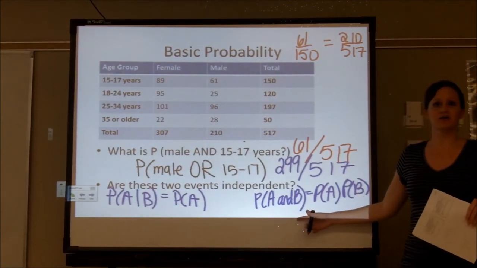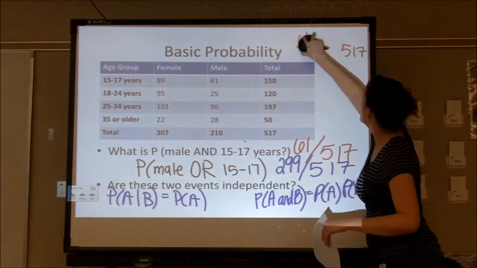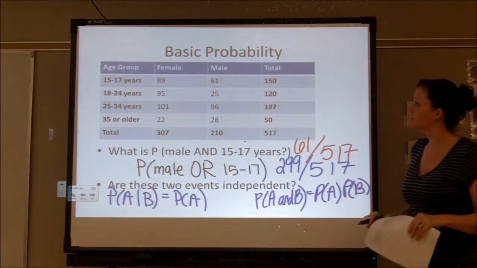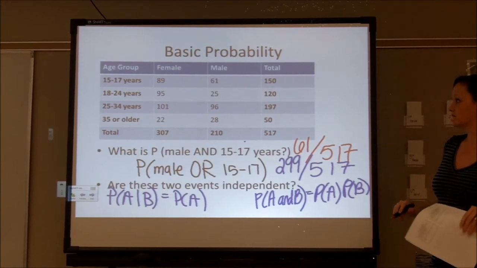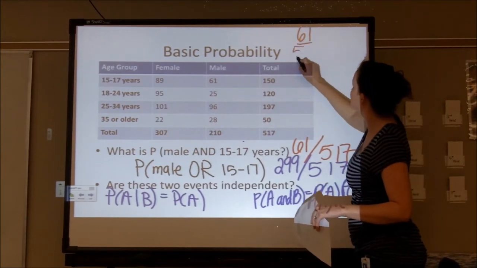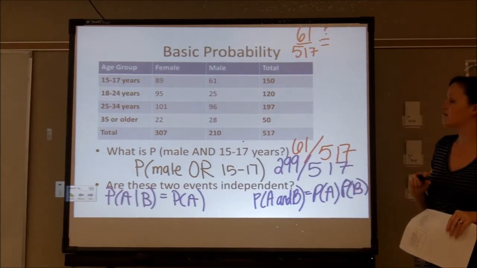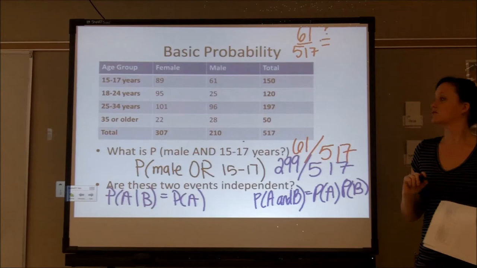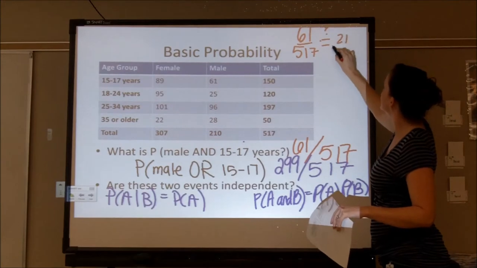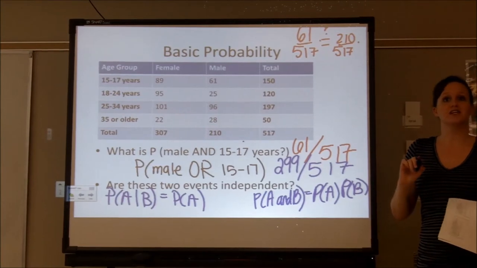Do you want to talk about how to do this one? Yes. A and B, probability of A, probability of B. So the probability of A and B, male and 15 to 17, what was that? I think it's on this slide. 61 over everybody, over 517. Does that equal the probability of male, not 61, 210 over 517, times 150 over 517?